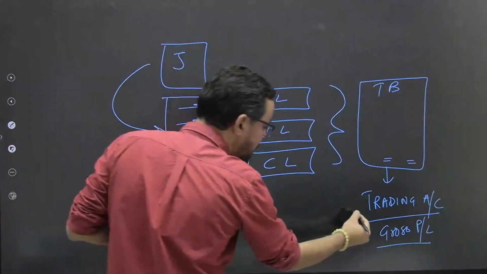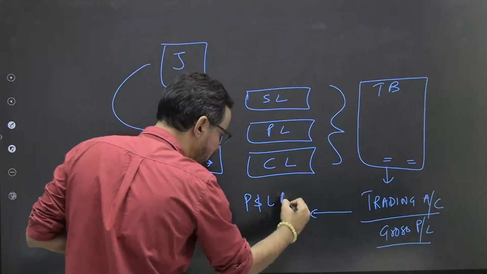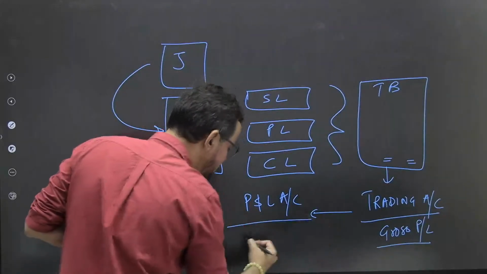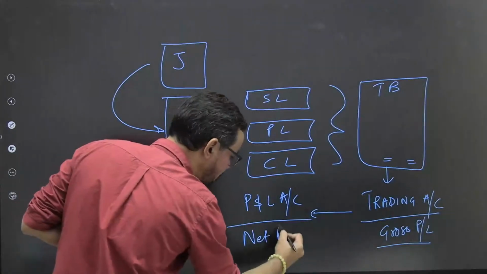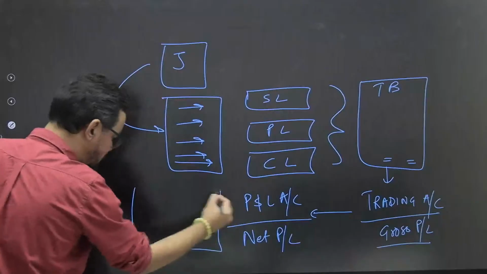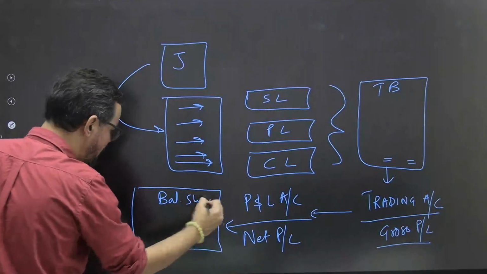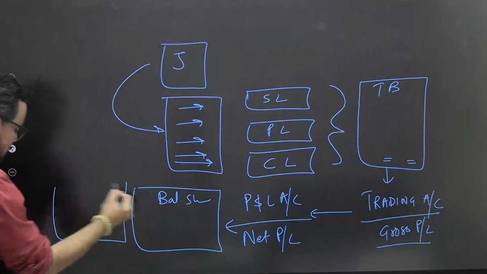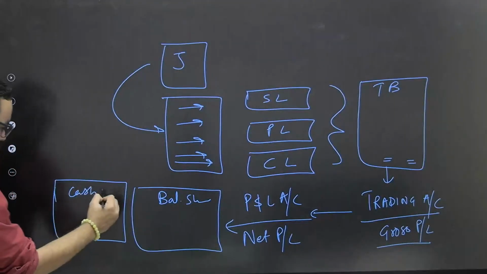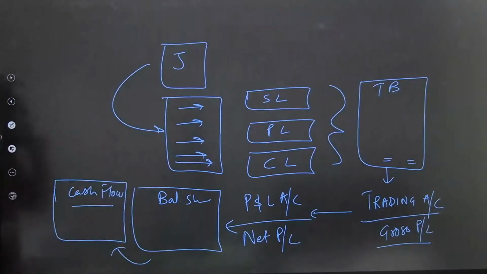Then with this we prepare the profit and loss account, which helps us find out the net profit or loss. Then we prepare the balance sheet, and after this we prepare the cash flow statements. So this is the entire journey of the books. तो पूरा इस तरीके से रहेगा.